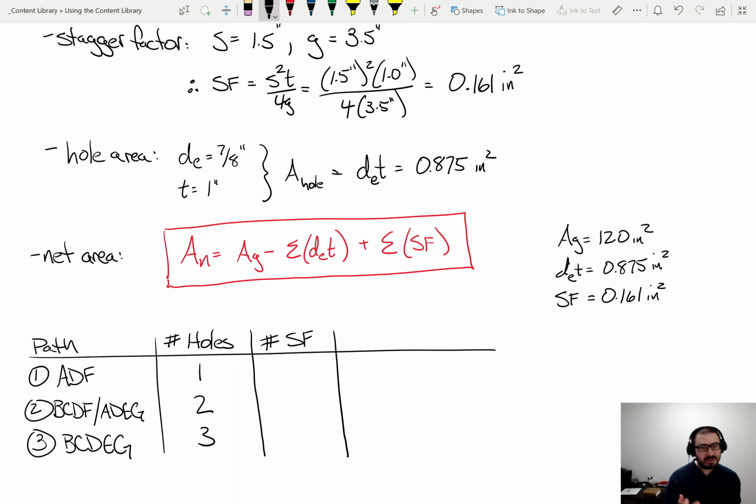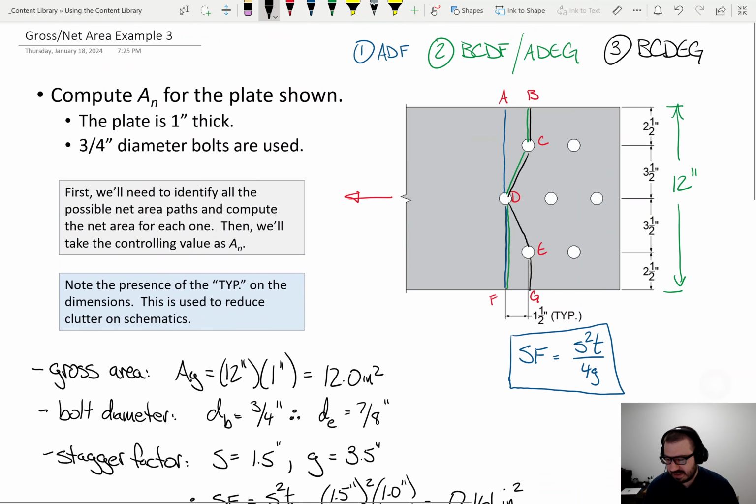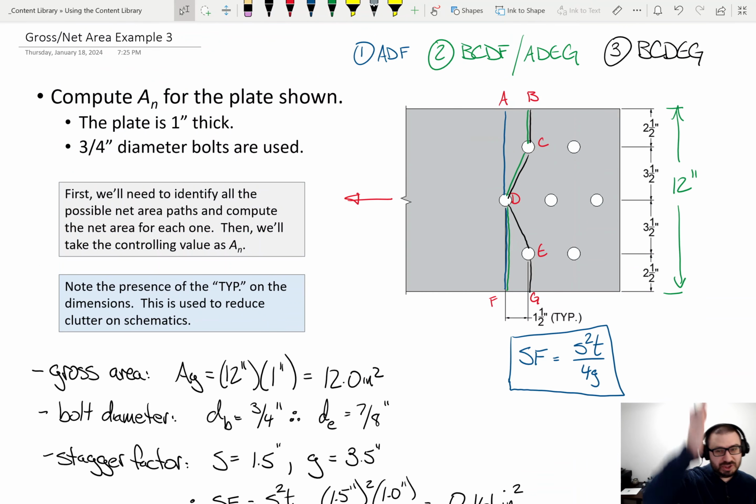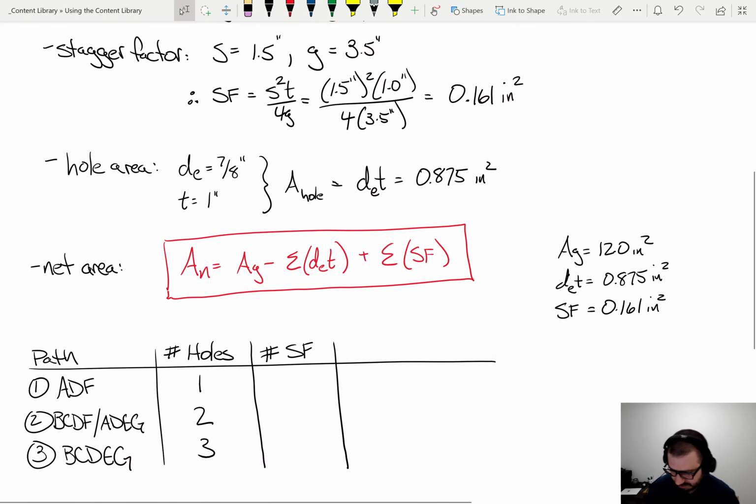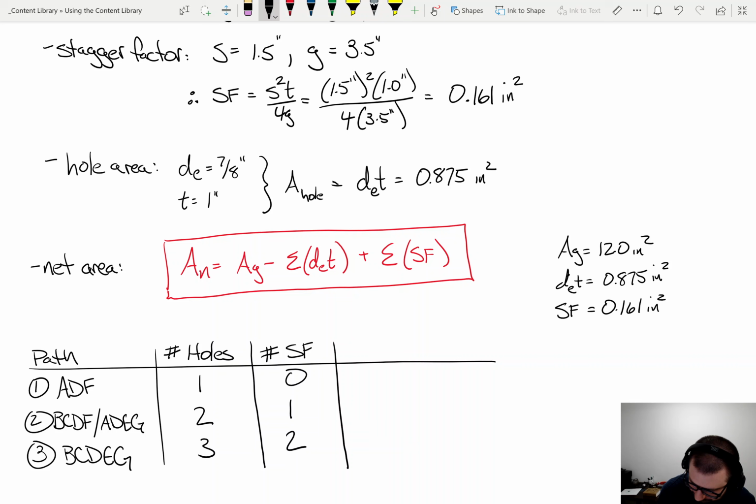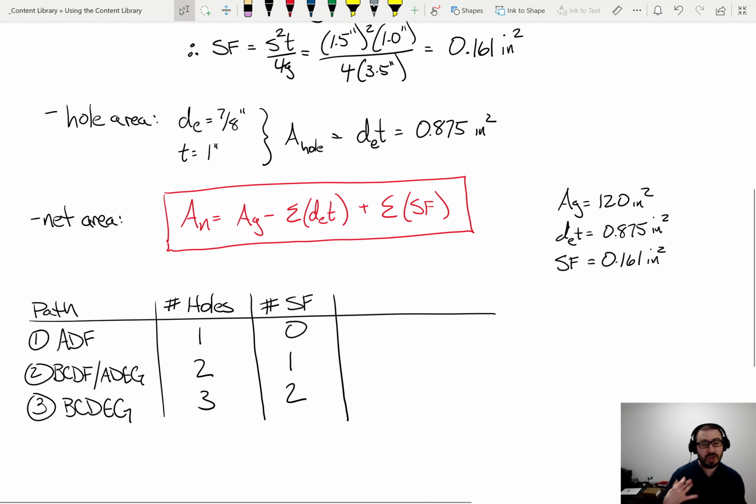Then the next question is, how many diagonal paths do we have along each of these paths? So let's look at the diagonals. Path ADF is from top to bottom, straight down, so there are no diagonals at all. BCDF or ADEG, we have 1. And then the last one, BCDEG, we have 2 because we go down and then down, so a diagonal and then a diagonal. So 0, 1, 2. For each of these rows, I'm going to compute a net area.